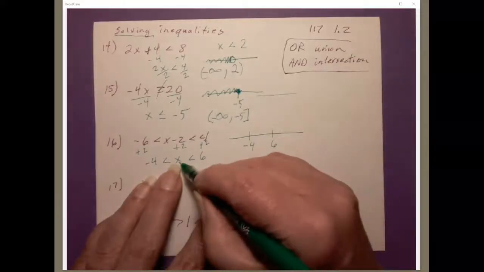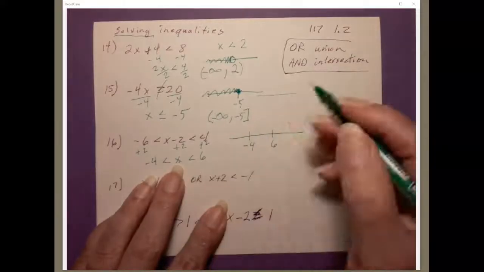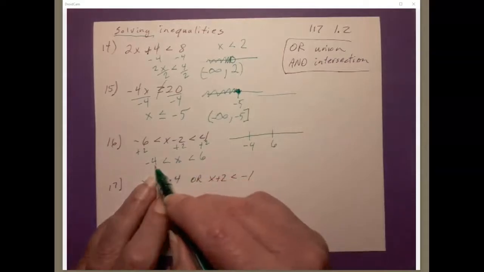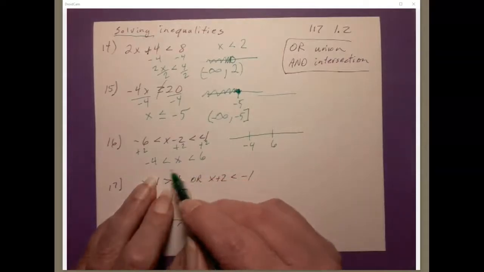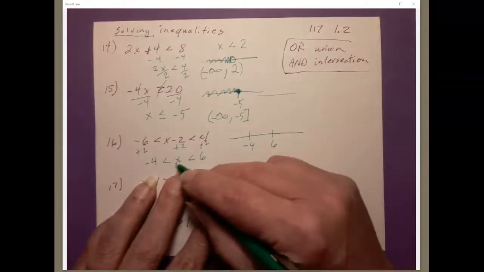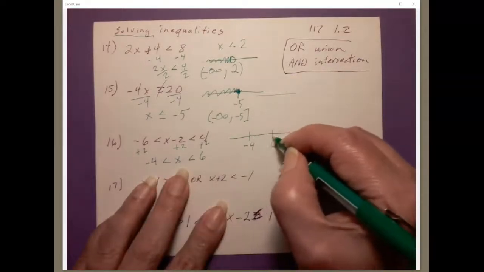I want x to be in between those numbers. That's what this notation means. It's going to be greater than negative 4. If I read it this way, x is greater than negative 4. Reading backwards, x is less than 6. Negative 4 is less than x. So x is bigger than negative 4, which puts me over here.